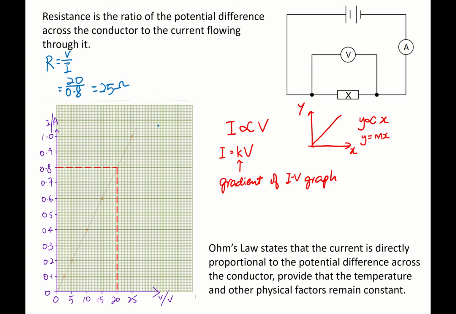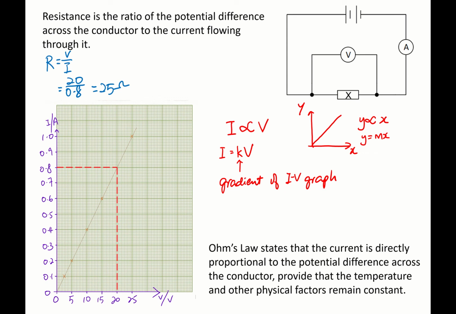Okay, so it's 25 ohms, right? That's actually the difference between resistance and Ohm's law. Ohm's law merely tells you that the current is directly proportional to potential difference and your IV graph is a perfect straight line. And for resistance, you just take a coordinate on the graph, get the corresponding V and the corresponding I, V over I, that will give you the resistance.